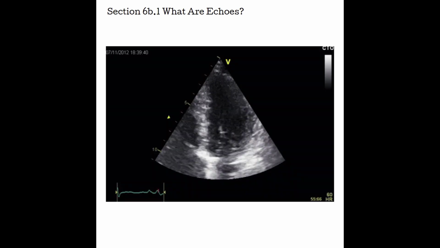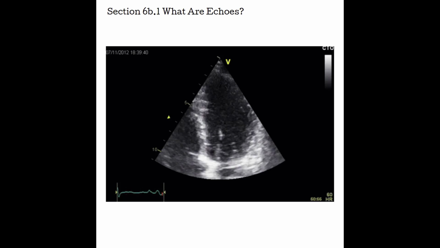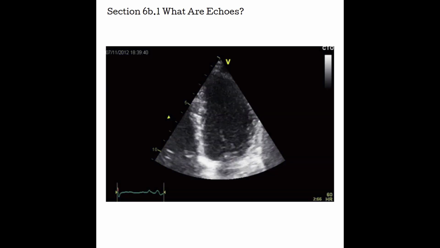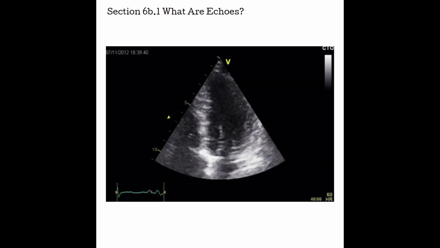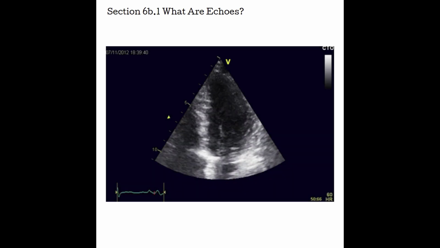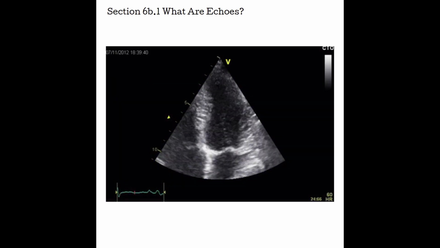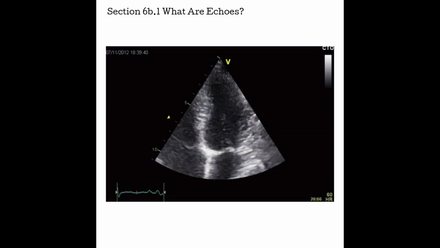Those interactions of the sound in the body are then recorded by the machine and mapped into an image. The color, or the grayscale, that we see is dependent on the strength of the reflection. Stronger reflectors are going to come back white, and when there's no reflection, it comes back as black. And the different strengths in between come back as different levels of gray.